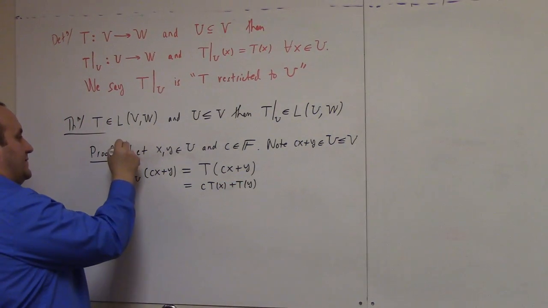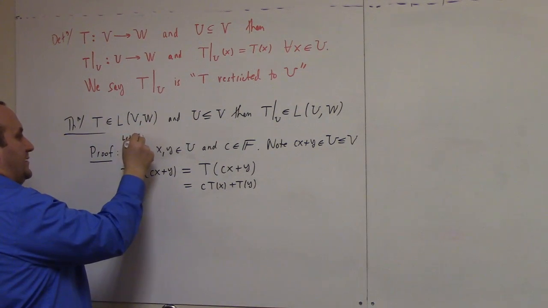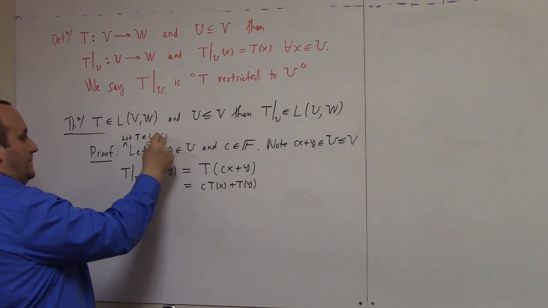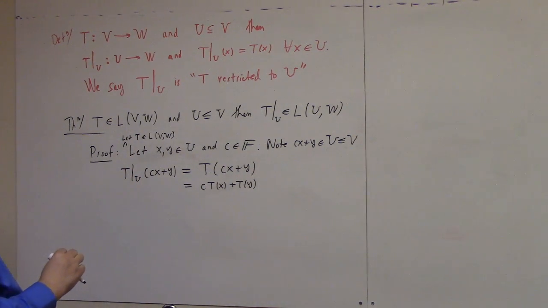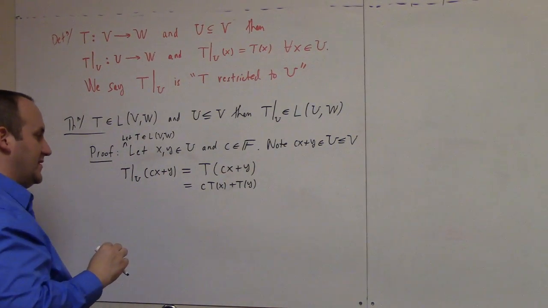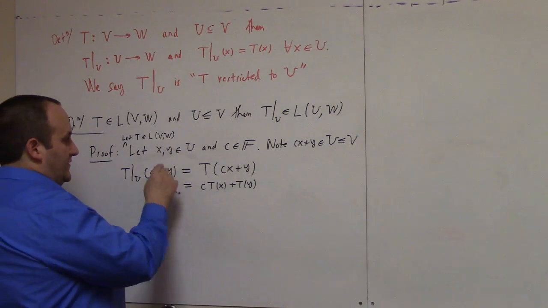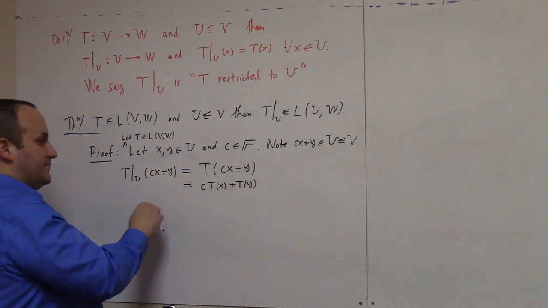Sorry, I forgot to say that. Let T be linear. I should just say at the start, let T and U be as in the statement of the theorem, and then I would be good to go. Oh well, I forgot to do that. All right, so anyway, T is a linear transformation, X and Y in U. Here we go.